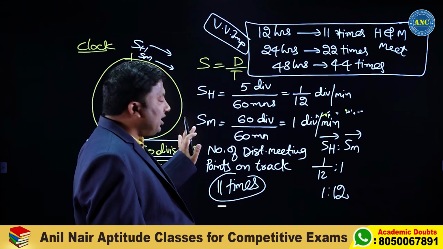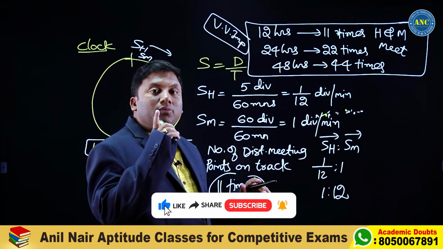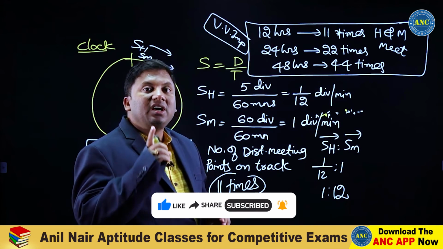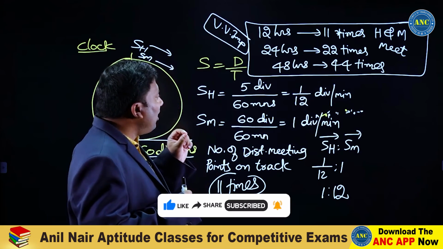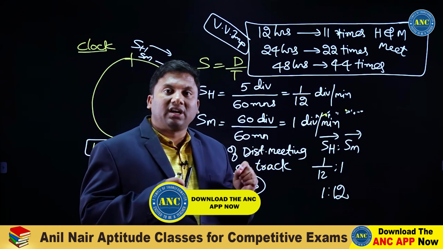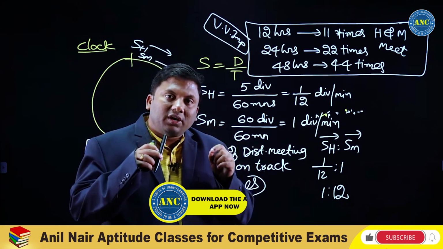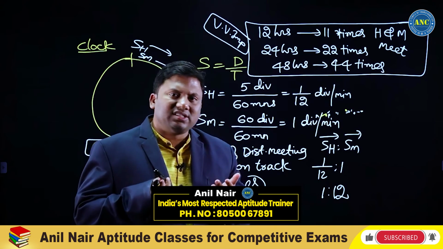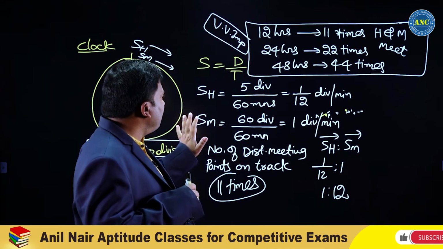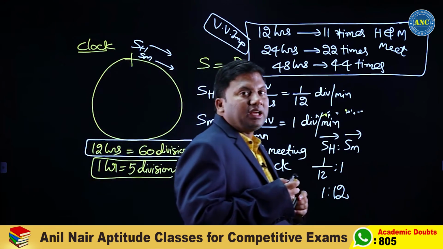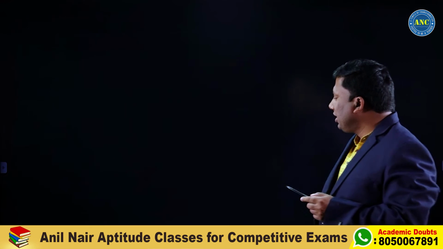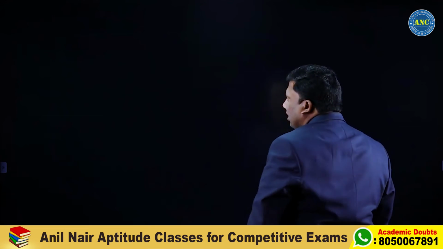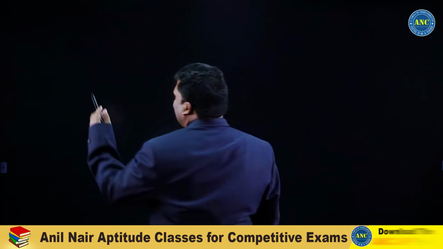I hope this question is clear. If two bodies are moving in the same direction, number of distinct meeting points on the track will be S1 minus S2 or S2 minus S1, depending upon which is larger and which is smaller. I hope this concept is clear. Then case 2. Till now we have taken a case where both the bodies are moving in the same direction. Case 2.